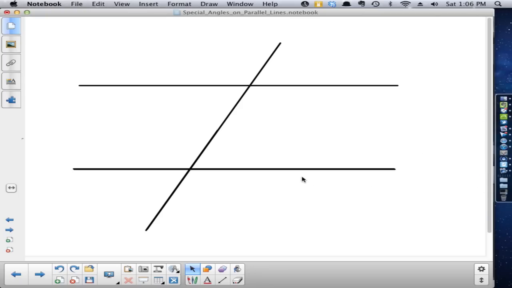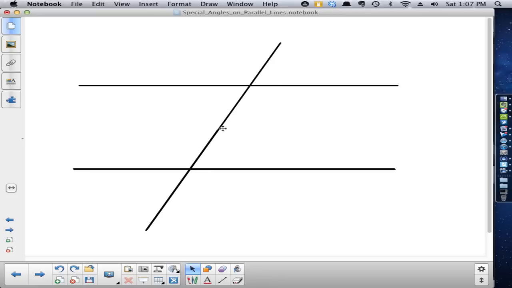So this is part 3 of special angles on parallel lines, and hopefully this will be short as well. Trying to make them shorter, not longer, and break it up. Here we have two lines. I know they appear as segments, but it's just how it's drawn.